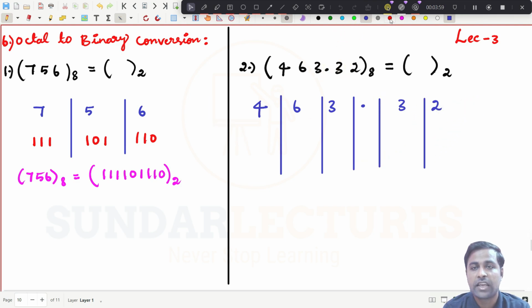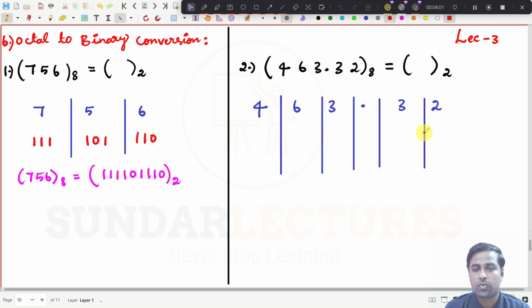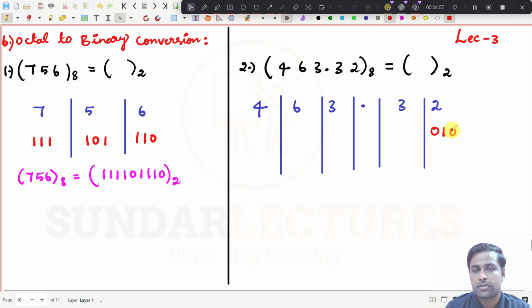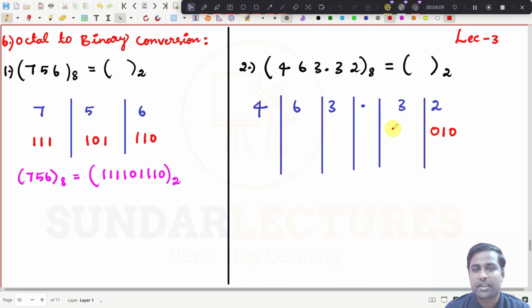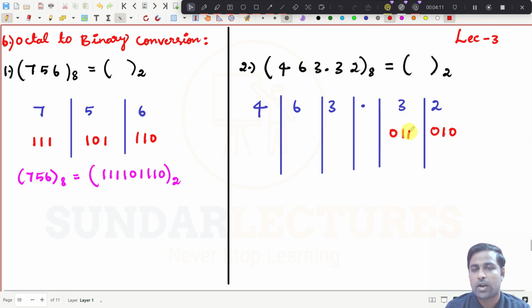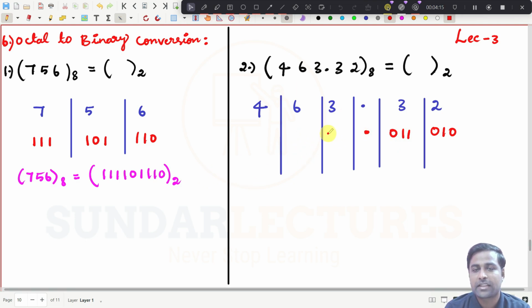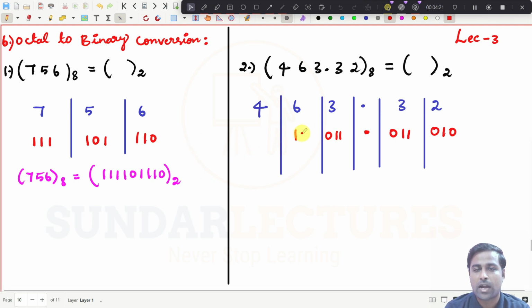See here, what is 2 now? 2 is 0, 1, 0. You write this. And then what is 3? It is 0, 1, 1. And there is a point. You put this point. And again 3, it is 0, 1, 1. And what is 6? See, 5 is 1, 0, 1, and 6 is 1, 1, 0.